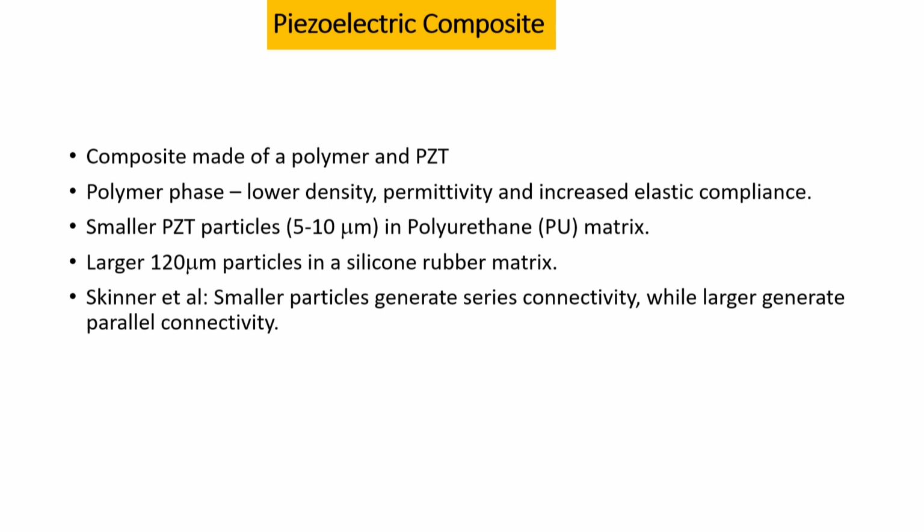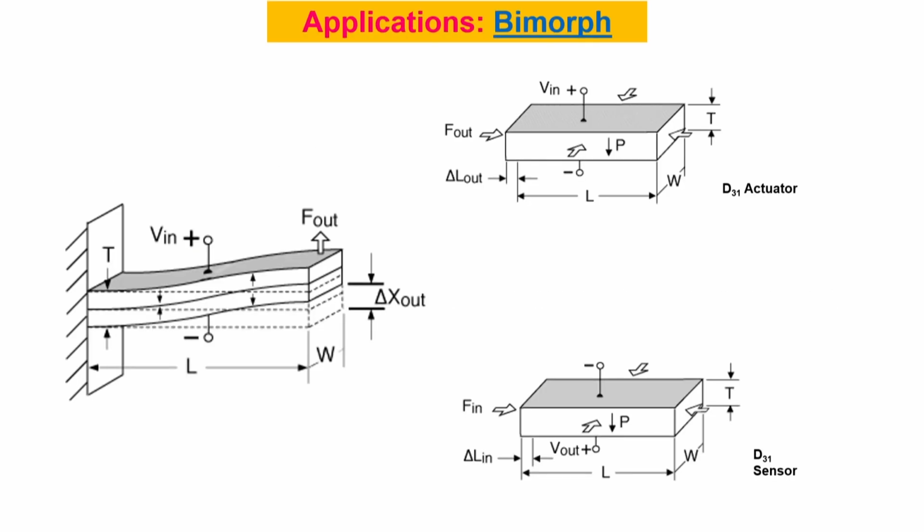Piezoelectric composites also you can make, like a polymer and a piezoelectric powder altogether can give a similar kind of compliance, and you can use smaller piezoelectric particles which can be put into a polyurethane matrix, and generally up to 120 micrometer particles can be put in a silicon rubber matrix.